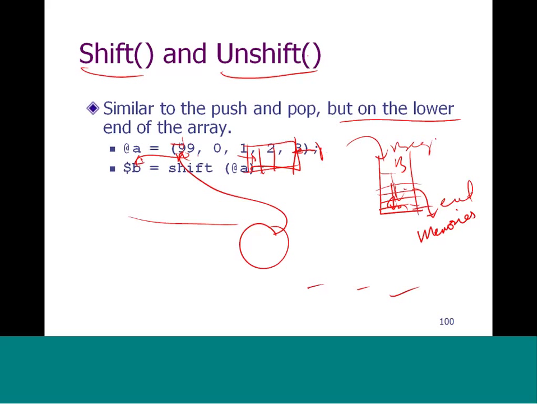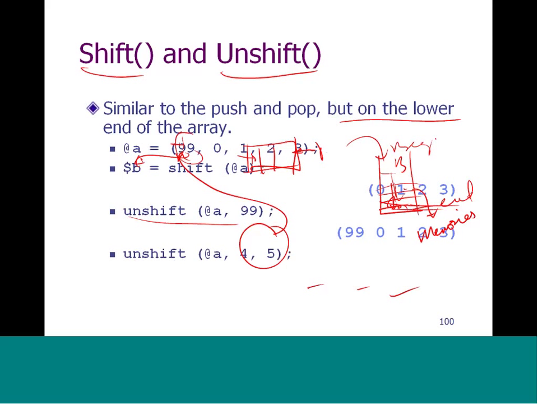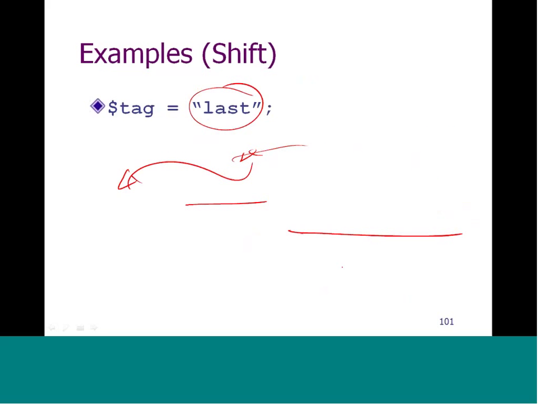So here shift means the last one that got added gets popped out, and the array is kept as is, without that. And then unshift puts it back at the top. So these are some of the useful commands. When we say unshift 4, 5, you can see that when the 99 is pushed, the 4 and 5 are added at the end.